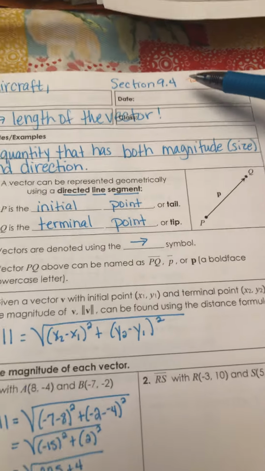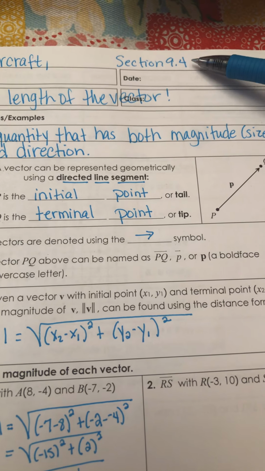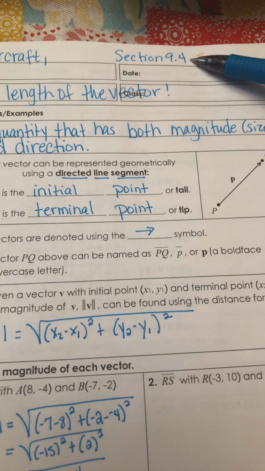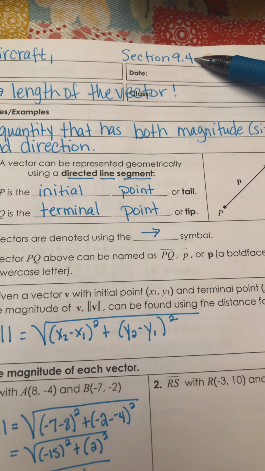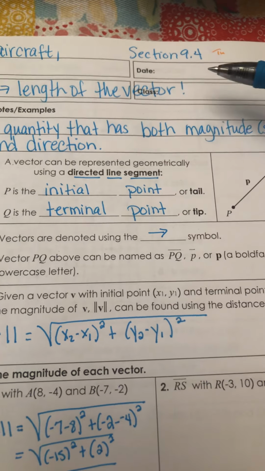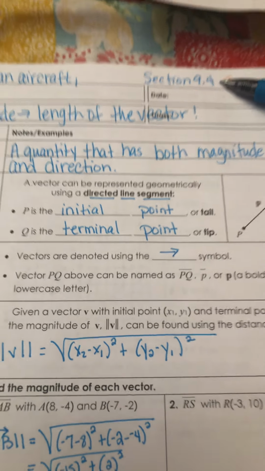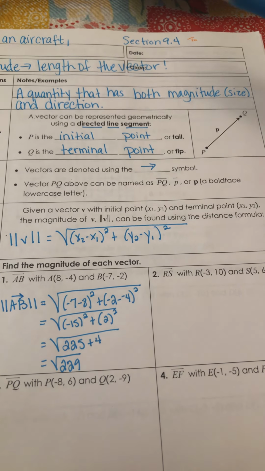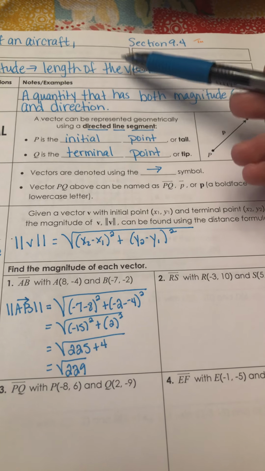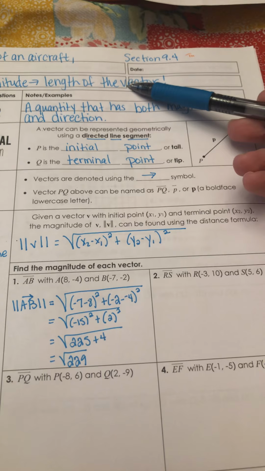In your textbook, most of this information is going to be found in section 9.4 and beyond. So if you need to look, go ahead and read through section 9.4, and that'll give you a lot of the information we'll be covering in these sections. All right, so let's remember, a vector is a quantity that has magnitude and direction. Magnitude is the length of your vector, okay?